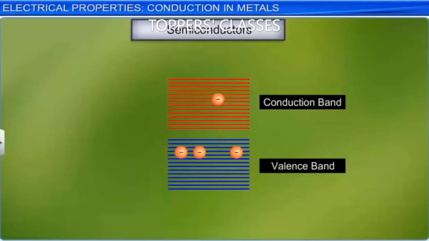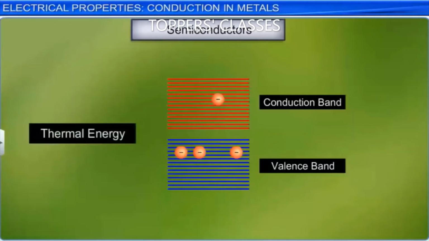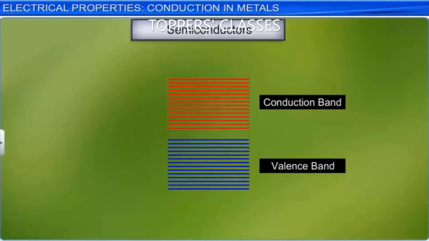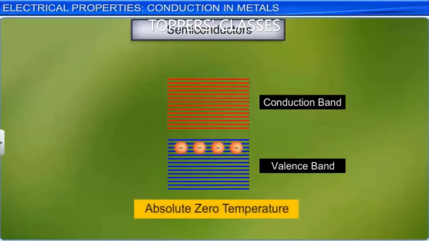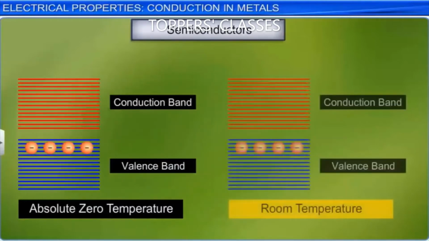Thermal energy is one of the main mechanisms for electrons to be excited to the conduction band. Therefore, the conductivity of semiconductors depends strongly on the temperature of the material. At absolute zero, semiconductors are perfect insulators. But at room temperature, there is enough thermal energy to allow the occasional electron to jump. And this gives the semiconductor limited conductivity.